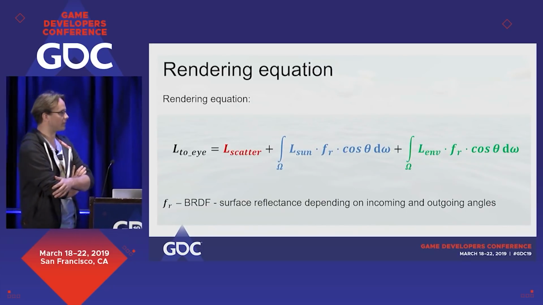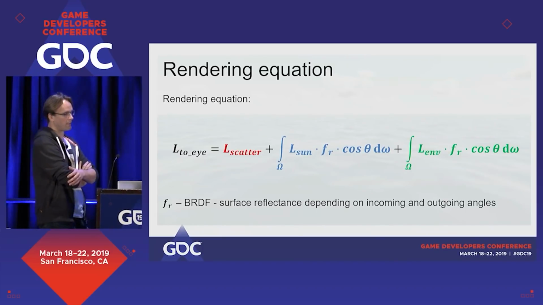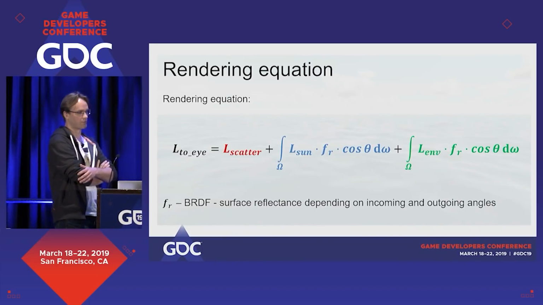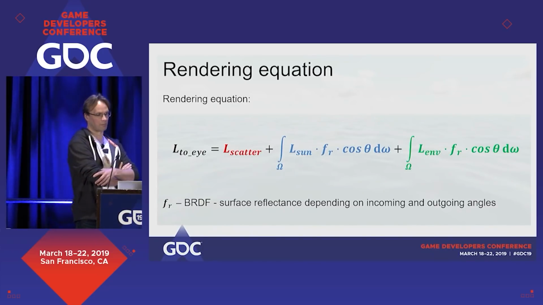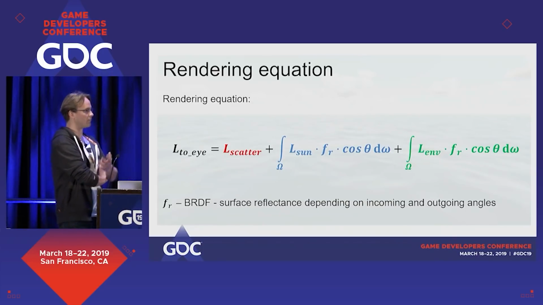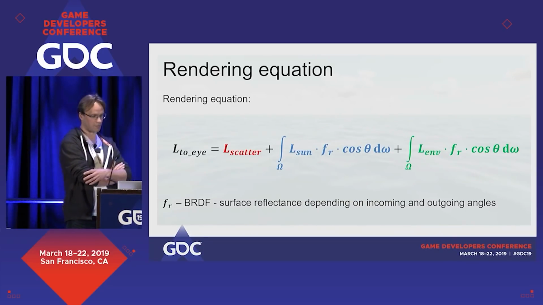So let's start with the rendering equation. The light that comes to our eye consists of three parts. First is scattered light, the light that came through the water body and refracted towards our eyes. Then the specular component from the sun, and then the environment mapping component, the light that came from skies and surrounding geometry and whatnot. And this F_R function that we need to integrate is the BRDF. Everybody familiar with PBR should know what that is, right?